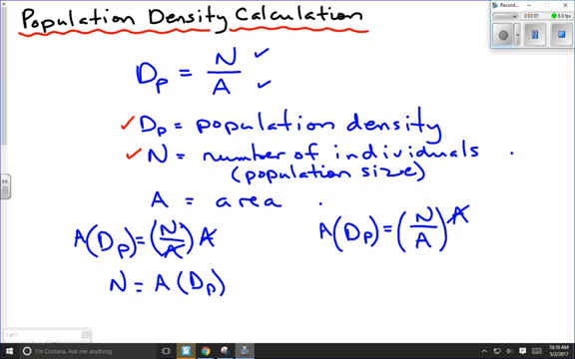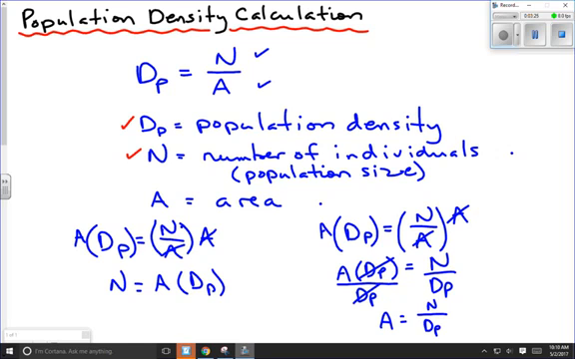And that effectively removes our fraction from the equation. So we're now left with A times density of the population is equal to N. And I want area by itself, so now I divide both sides by the density of the population. And that will cancel. So I'm left with area is equal to the population size divided by the density. So given any two of the values, we can find the third.